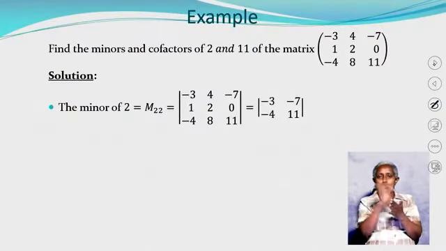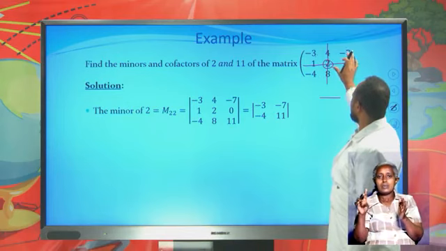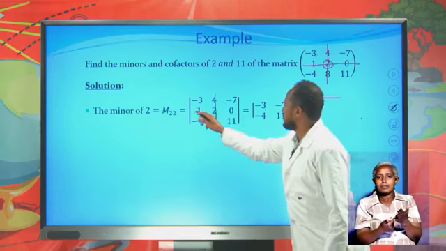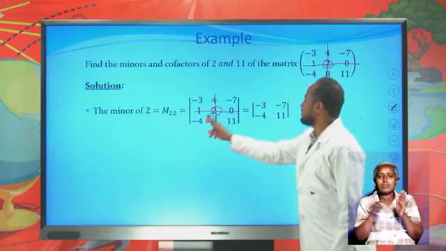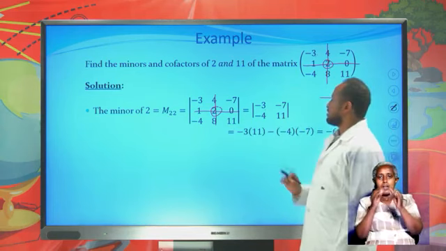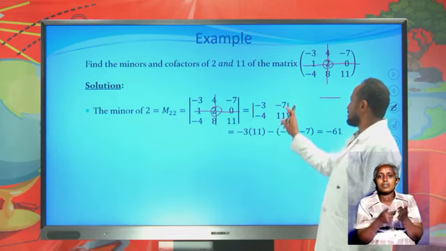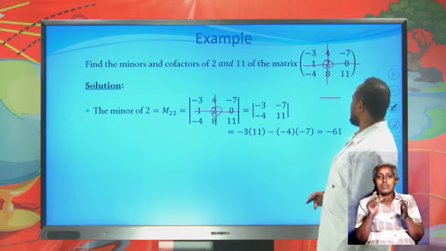Now, applying the formula to find the minor of 2, first I need to delete the row and the column in which 2 is found. 2 is found here. So after deleting the row and column, we have these numbers only: -3, -4, -7, 11. So the determinant of -3, -7, -4, 11 is the minor of 2. Calculating the determinant for a 2 by 2 matrix, I multiply -3 times 11, minus the product of -4 and -7. When you evaluate this, you get -61. Therefore, the minor of 2 is -61.